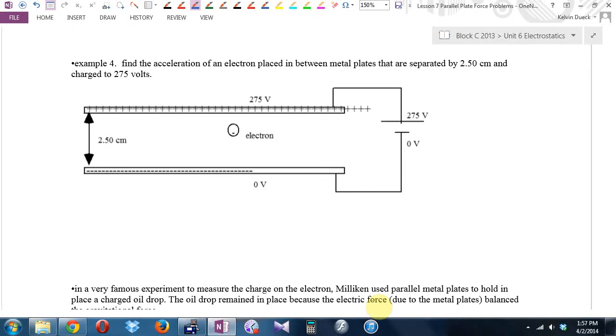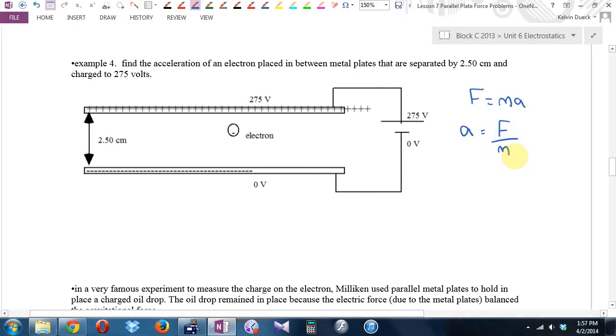Acceleration. Because we're doing a bunch of stuff on forces, I'm leaning toward saying maybe I want to go like this. I could try using d equals vi t plus a half a t squared, or vf equals vi plus at, but force also has acceleration in it. In fact, I'm thinking the acceleration is going to be the force divided by the mass of the electron.